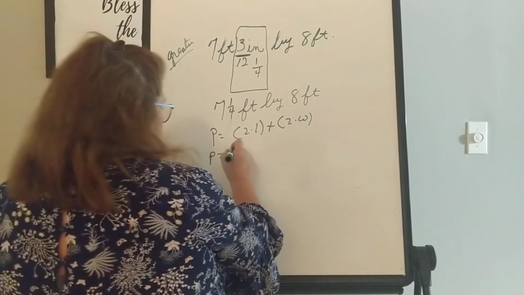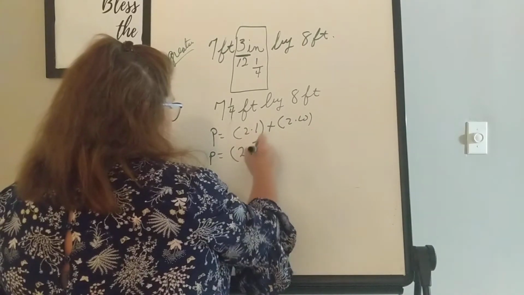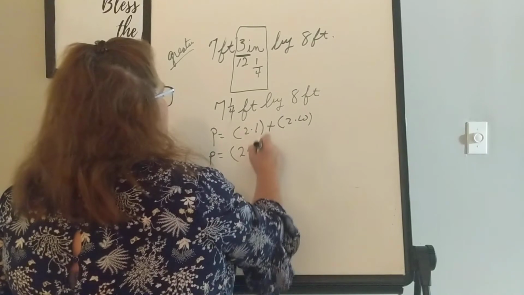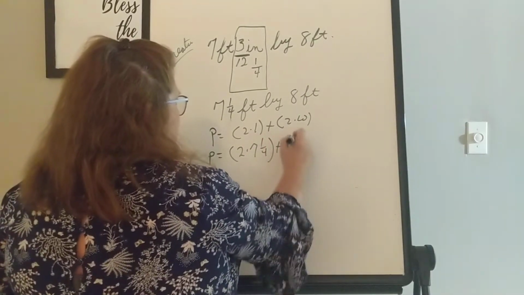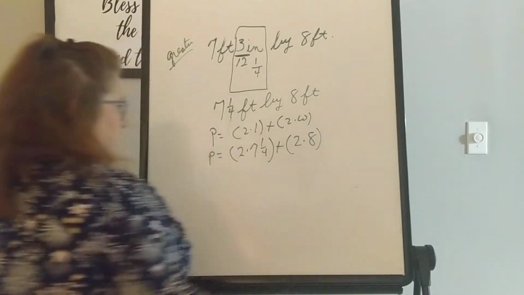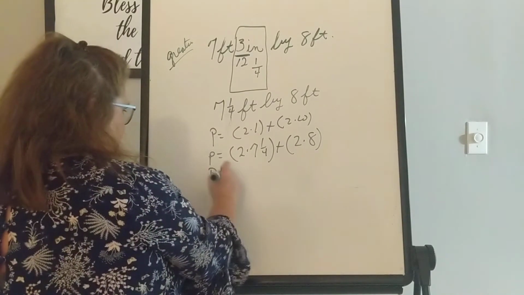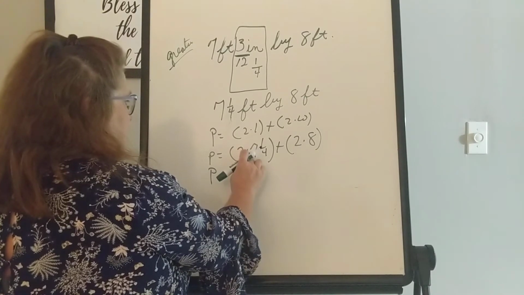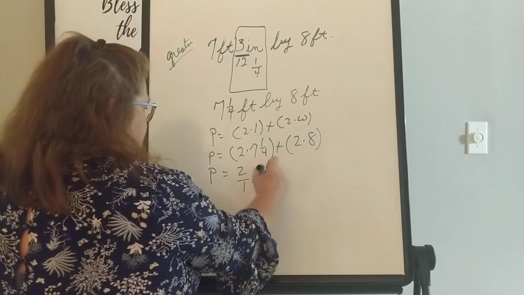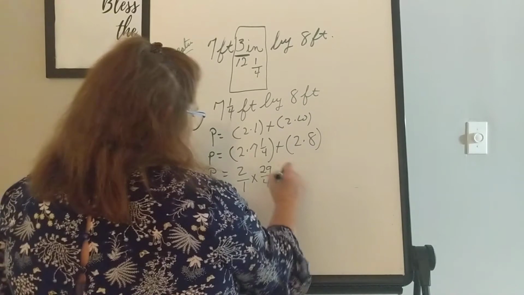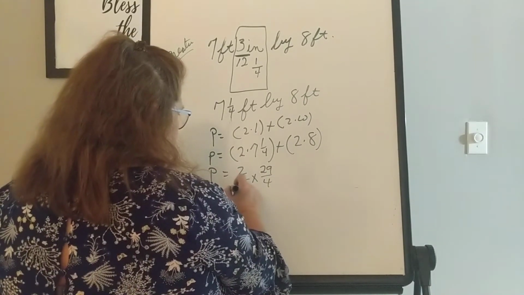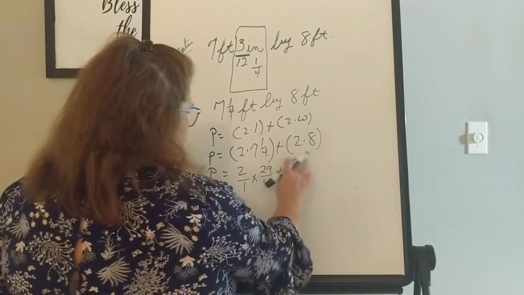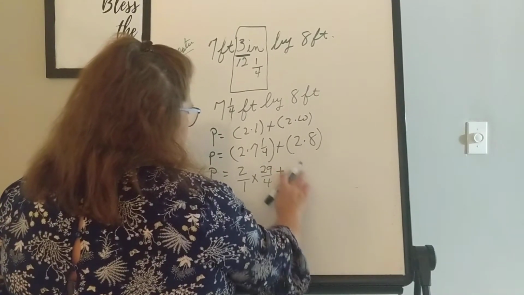All right, so we have perimeter equals 2 times 7 1/4 plus 2 times 8. All right, so now we're ready to figure it. Perimeter equals 2 over 1 times 7 times 4 is 28, plus 1 is 29/4, plus... so I guess we can go ahead and figure this now.